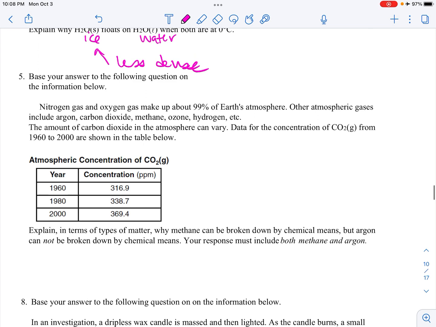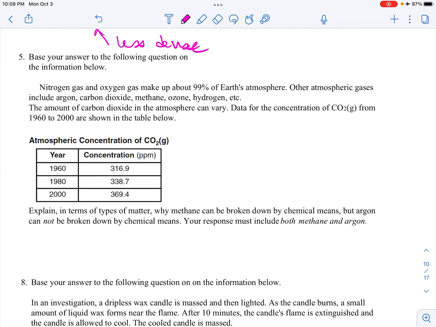Okay, so read. Explain in terms of types of matter why methane can be broken down by chemical means, but argon cannot. So methane. All right, methane. Well, first of all, if you go to Table S, you realize that methane is not an element. Methane is a compound. Now, even if you don't know what the formula for methane is, you know that it's not on the periodic table, it's not on Table S. And argon, it's an element.